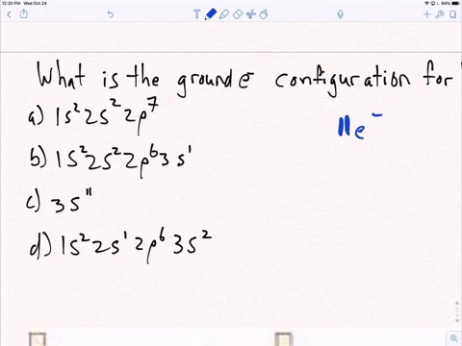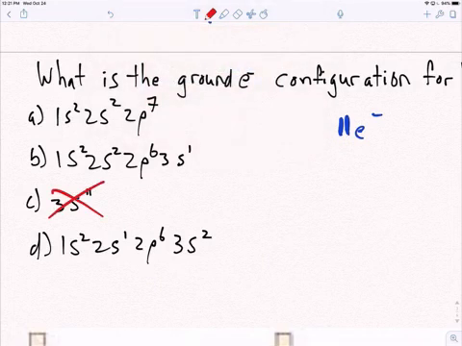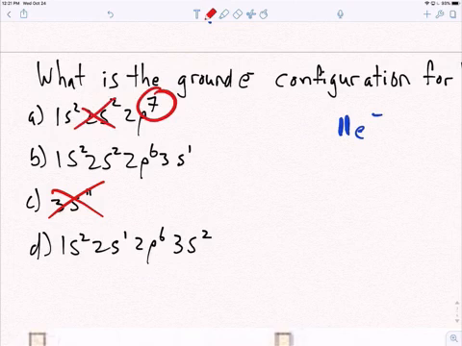Okay, so each orbital can only hold 2 electrons. An s subshell has 1 orbital, so it can only hold 2. Because of that, this 3s11 is wrong. And the p's can only hold 2 apiece, and there's 3 p's, so it can only have 6. So the 7 is too many, it's not that one either. So you have to choose between B and D.